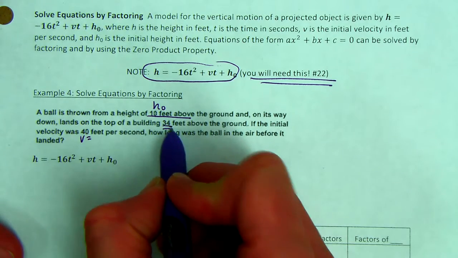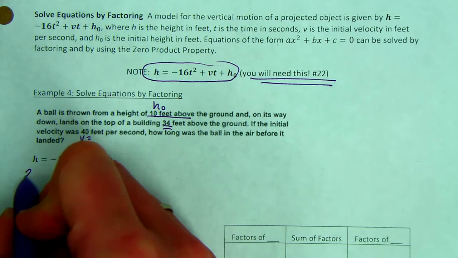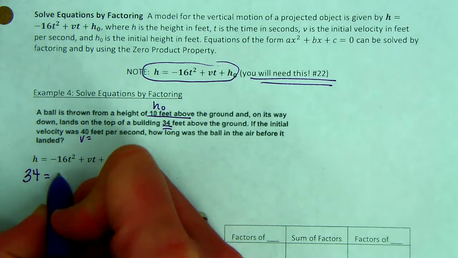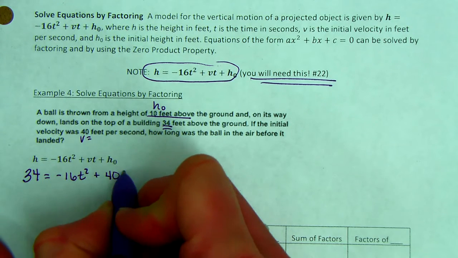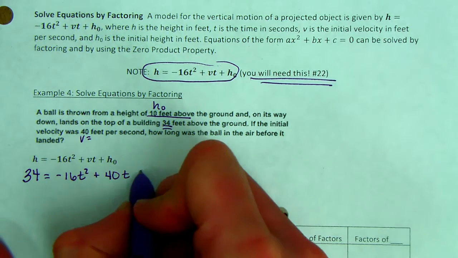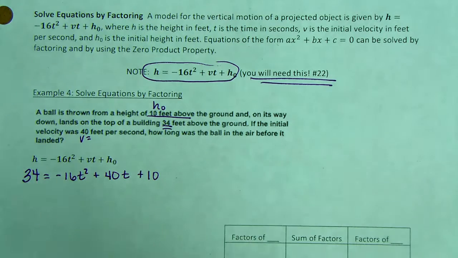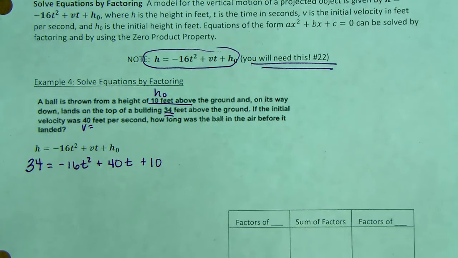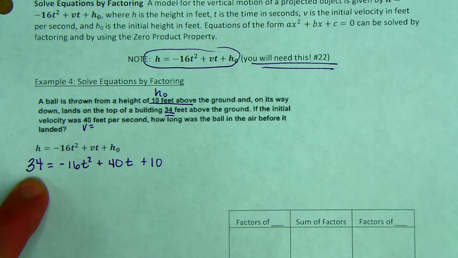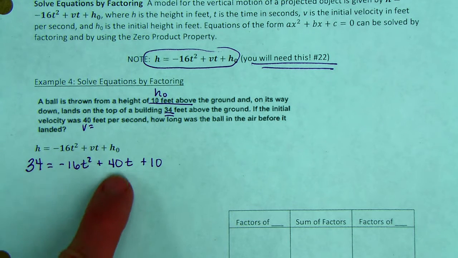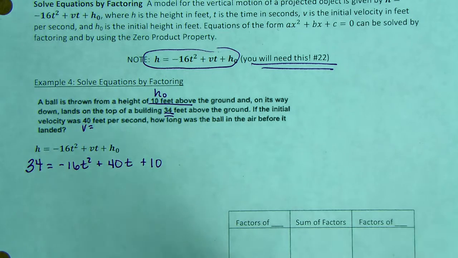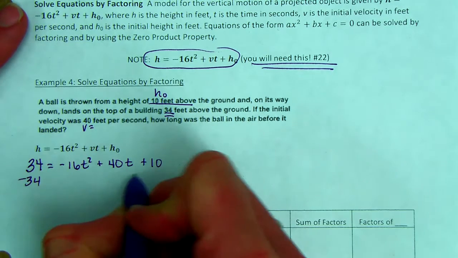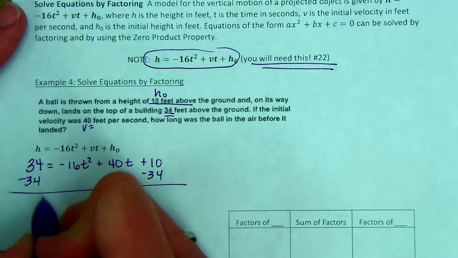Negative 16t squared. Our initial velocity is 40, so 40t, and our initial height is 10. I just took that equation and substituted everything they gave me. I want to know when it hits the top of the building at 34 feet. Its initial velocity was 40, and its initial height was 10. But in order to solve this, I need to set it equal to 0. So we're going to subtract 34, and we're going to get 0 equals negative 16t squared plus 40t minus 24.